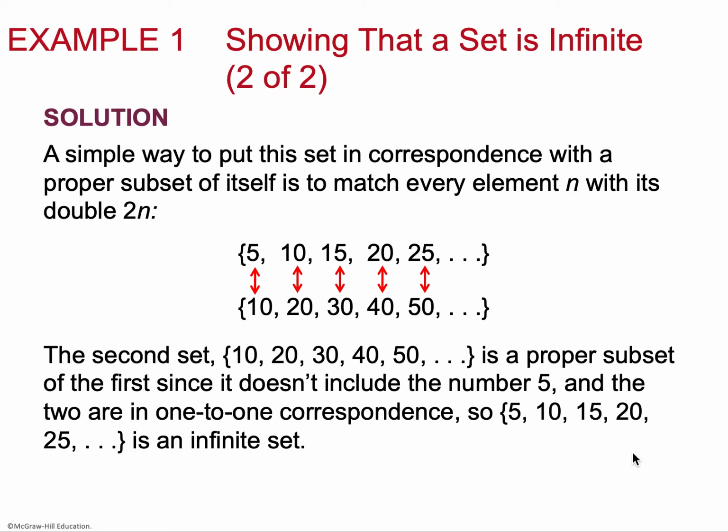So, one way to put this into correspondence with a proper subset: if I think of multiples of 5, the subset of that would be multiples of 10, because multiples of 10 are also multiples of 5. So if I can line them up and have one-to-one correspondence, so 5 goes to 10, 10 goes to 20, 15 goes to 30, and we see that there's this nice pattern, then that is an infinite set. So the fact that the list of multiples of 5 is infinite doesn't actually relate to whether or not the set itself is infinite.